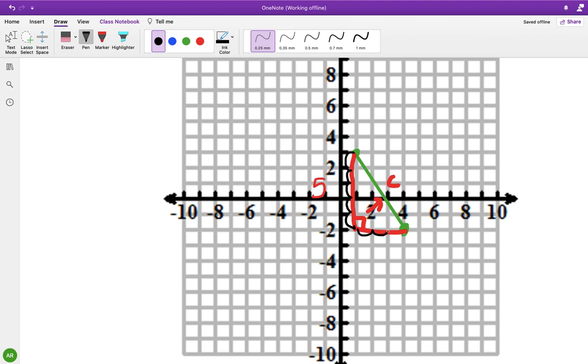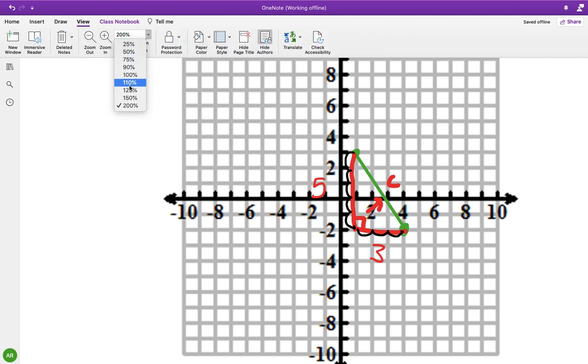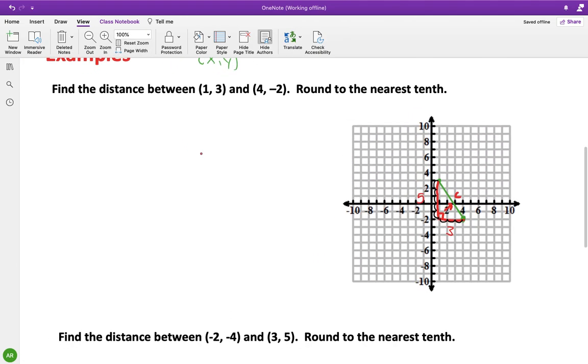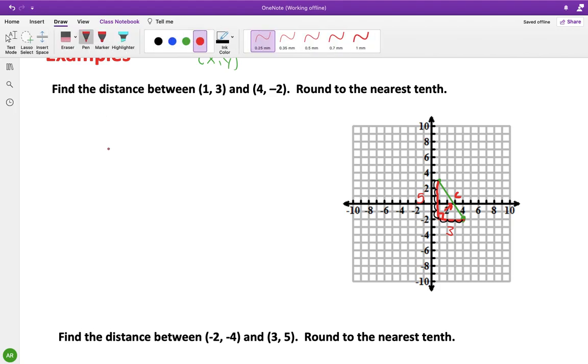1, 2, 3. The length of the second leg is 3 units. All right. Now I'm going to take that information and plug it into the Pythagorean theorem, a squared plus b squared equals c squared, and find what c is, rounded to the nearest tenth. So I'm going to go ahead and do that now.